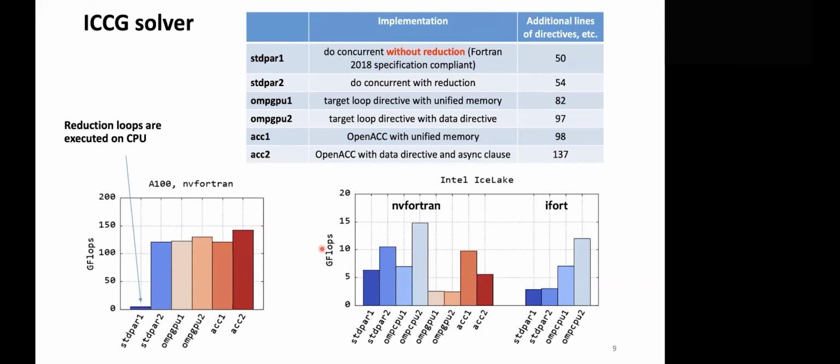But performance is degraded by the async clause in CPU execution. The implementation with OMP target loop has considerably degraded performance during CPU execution. So the performance of STD par 2 is not so bad compared to the normal OpenMP implementation. But unfortunately, STD par 2 is very slow compared to regular OpenMP when compiled with the iFort compiler.